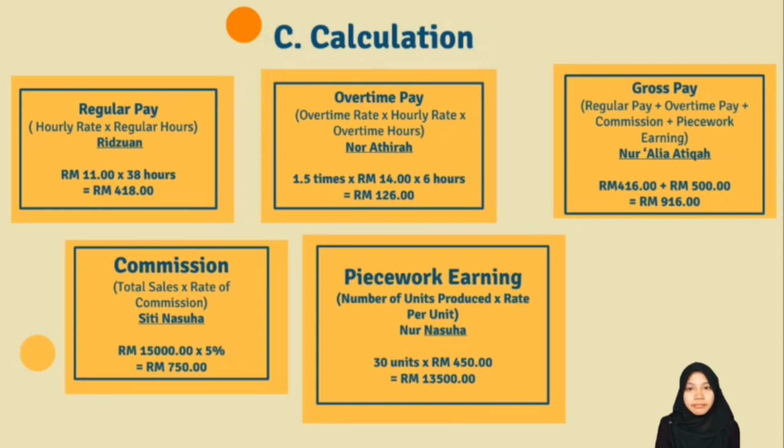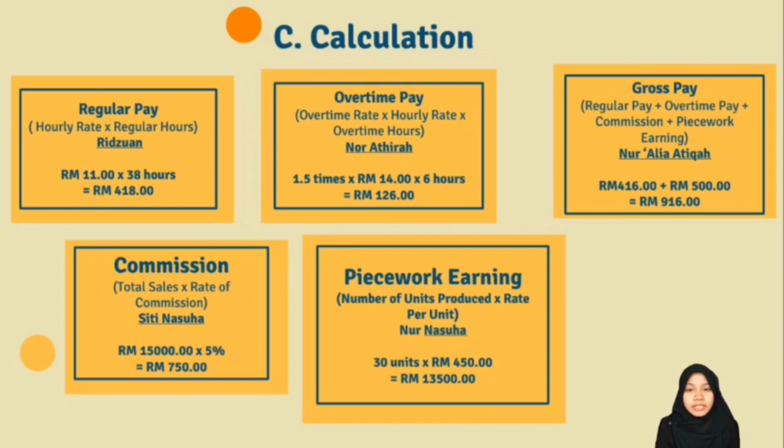Next are some example calculations. First is regular pay, Mr. Rizwan: 12.63 multiplied by 38 hours equals 480 ringgit. Next is overtime pay, Miss Athirah: 1.5 times multiplied by 14 multiplied by 6 hours equals 126. For commission, Miss Siti Nasuha: 15,000 multiplied by 5% equals 750 ringgit.